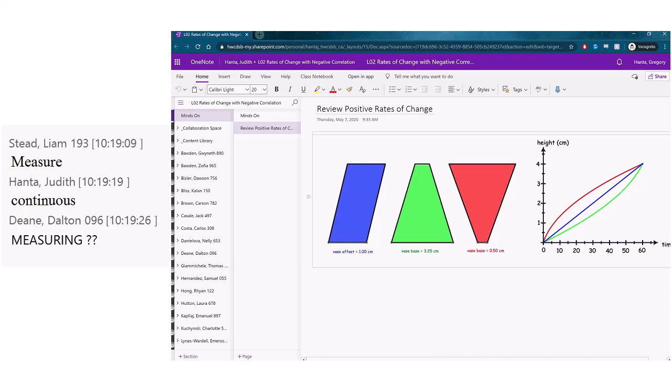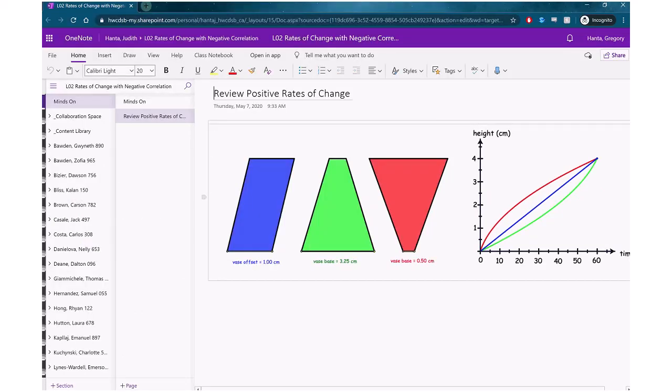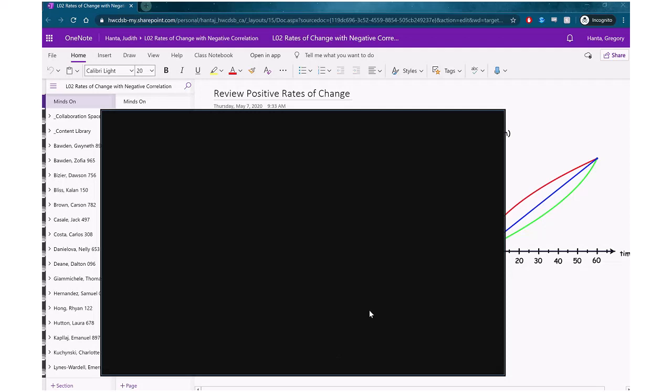So what we're going to do today now is change the scenario. Instead of filling vases, that's what we did yesterday, today we're going to burn candles. Did you have the GSP sketch? Perfect. So Mr. Hans is going to open the GSP sketch.